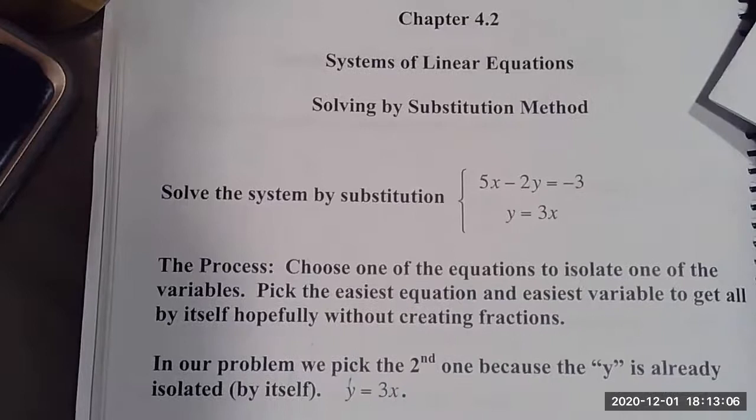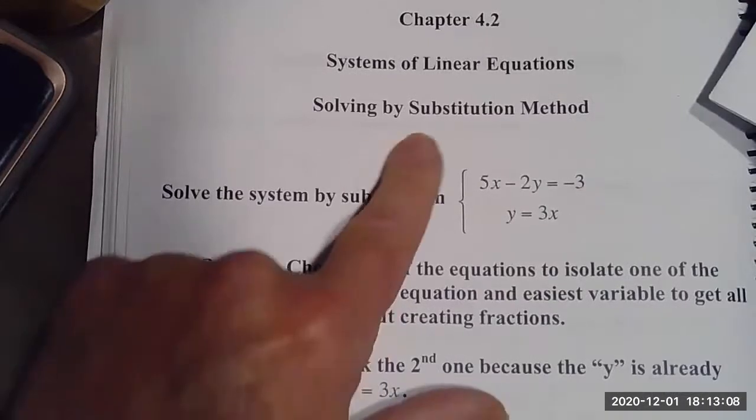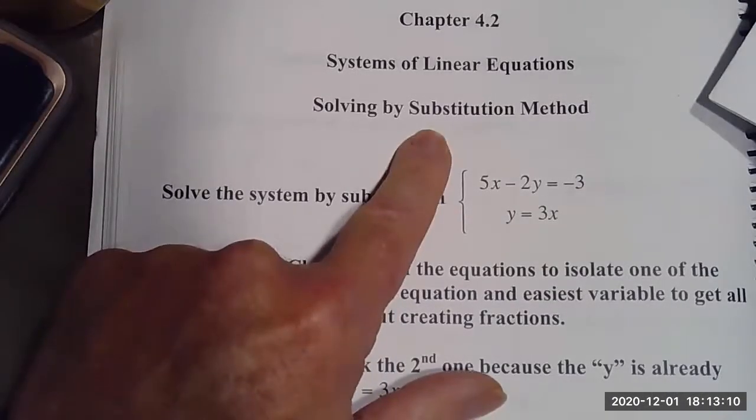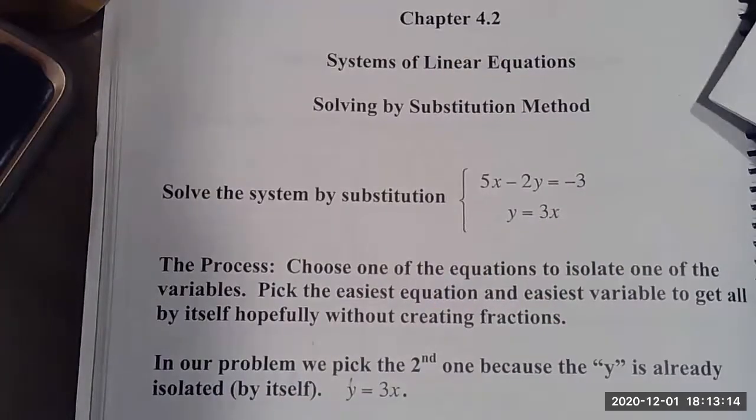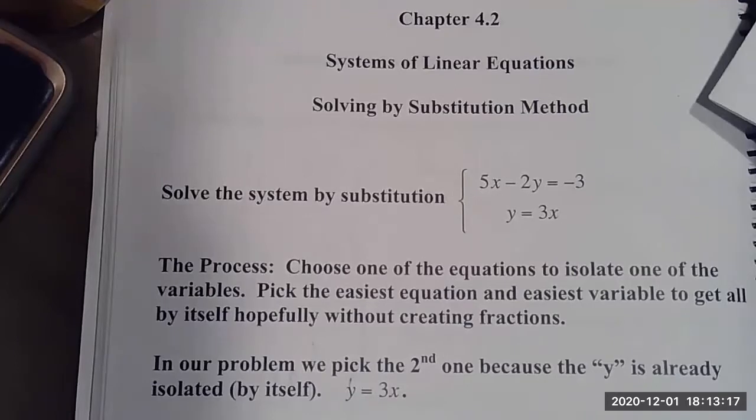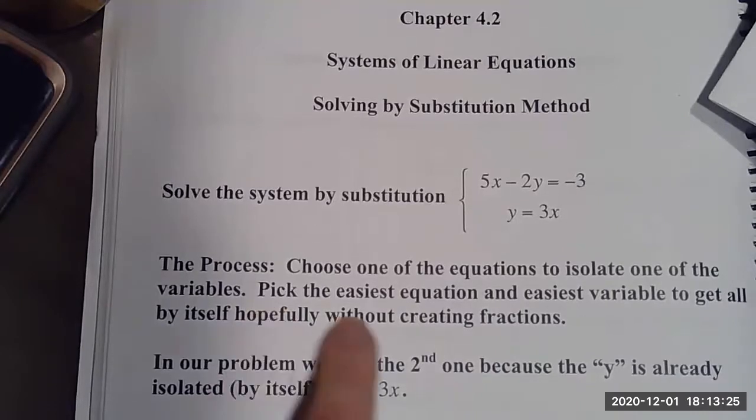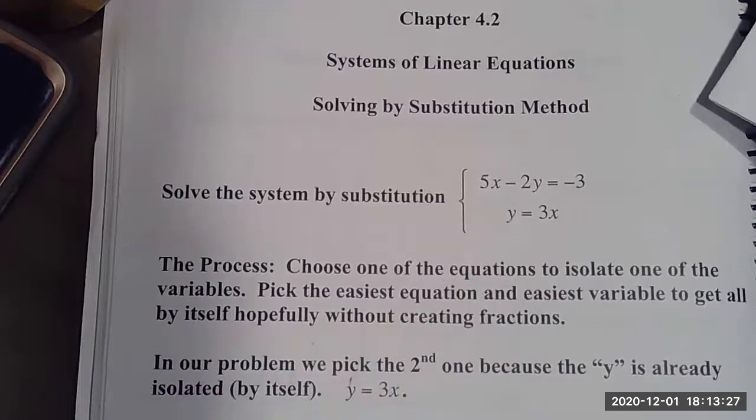So here's the process. It's called the substitution method. That's the first method, 4.2 substitution method. What you want to do is substitute something in somewhere. One of the equations. So you pick the easy one. To get a variable by itself, that's what you're trying to do.